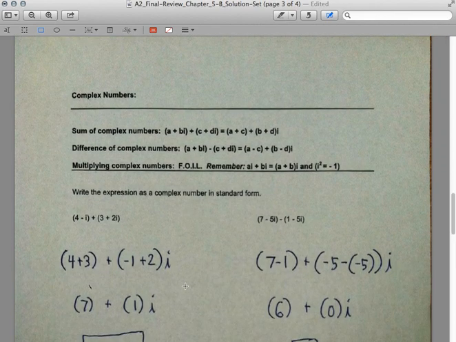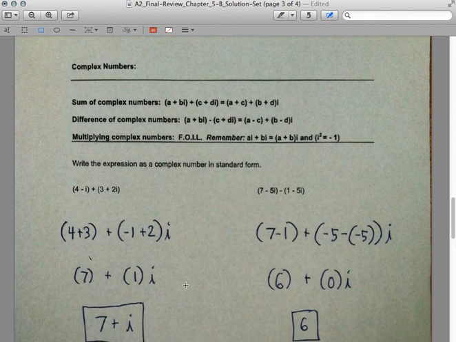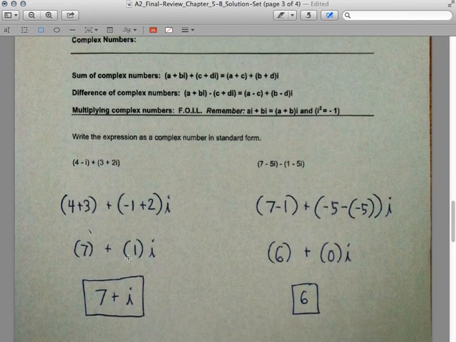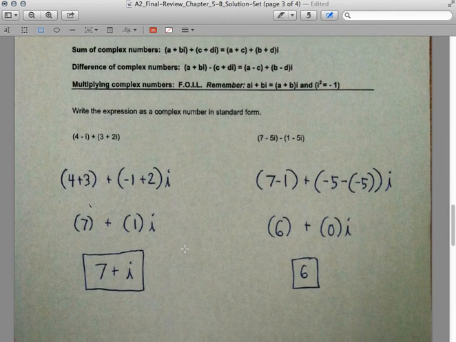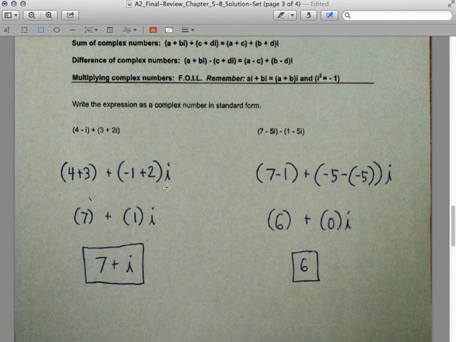Complex numbers are a combination of real numbers and imaginary numbers. When we are adding or subtracting complex numbers, we treat the variable i like we would any other variable in terms of combining like terms. So we can see here that when we are adding and subtracting complex numbers, we are treating the variable i like we would any other variable.